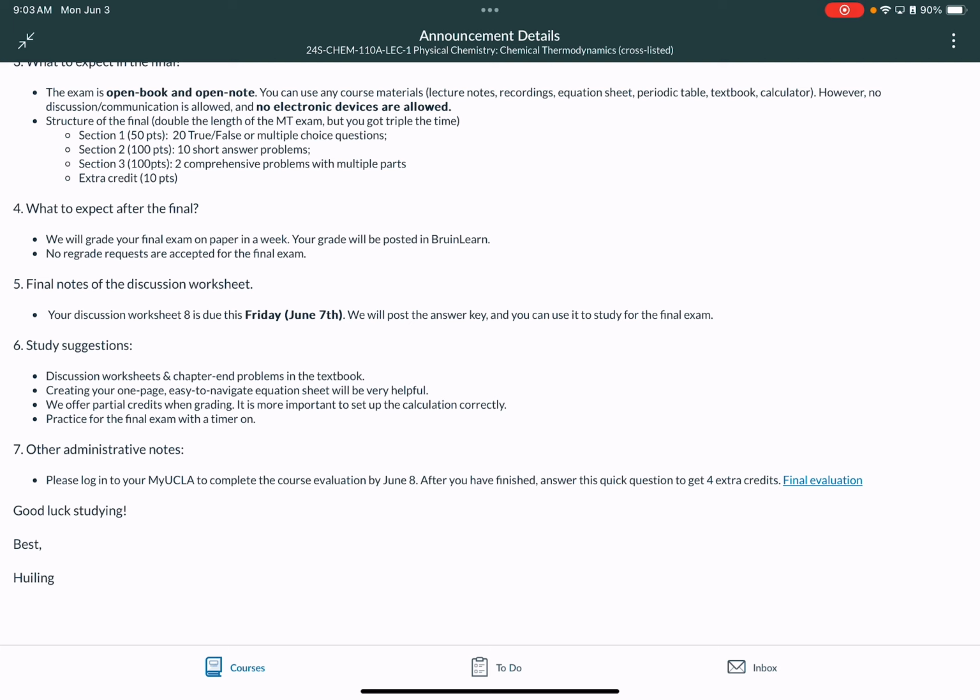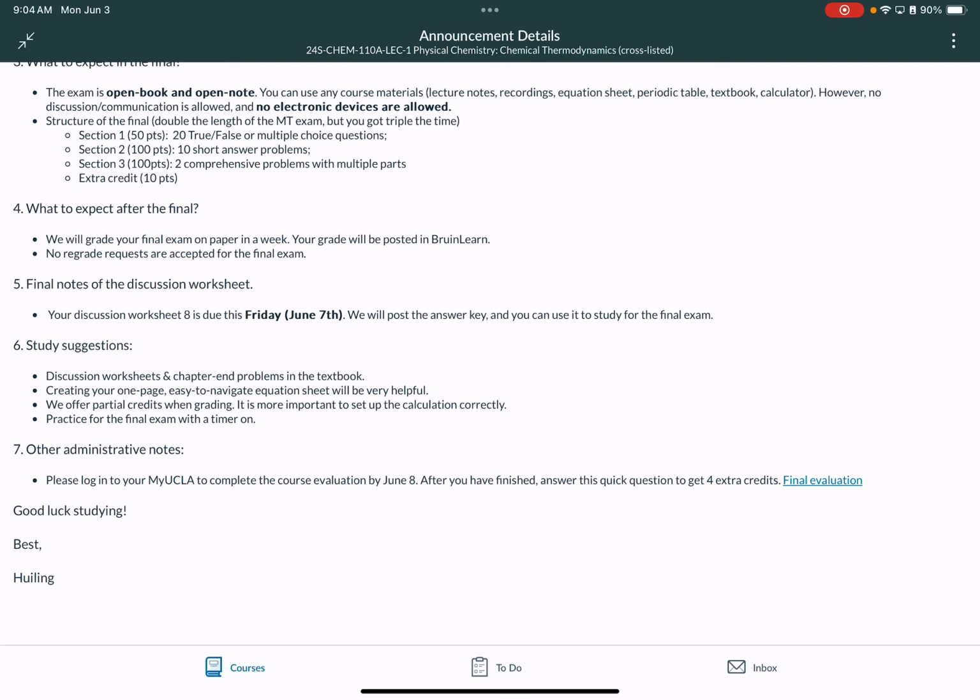Study suggestions, everything pretty much stays the same, right? You have discussion worksheets, chapter-end problems. I mean, by now you should know our style of the midterm exam. I don't want to surprise you, right? So if you study well using the material we discussed, you shouldn't be surprised during the exam. And one more thing that I added there is I highly recommend you practice your final exam with a timer on. When I say with a timer on, it doesn't necessarily mean you create your own final exam. It's more like, hey, how much time do I need to answer a true and false problem, right?